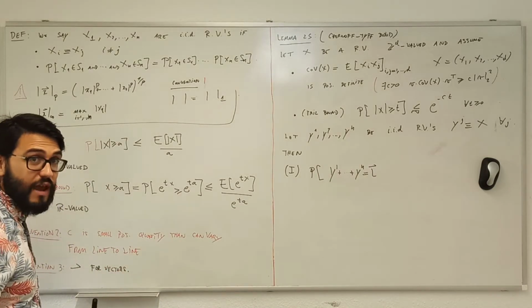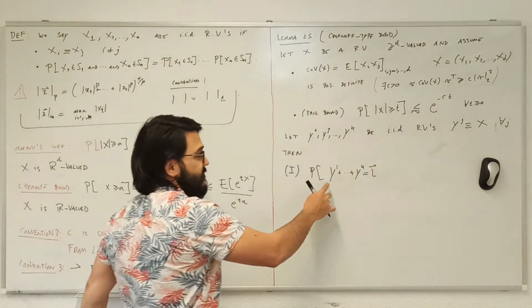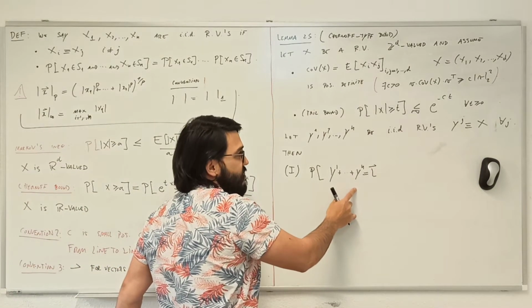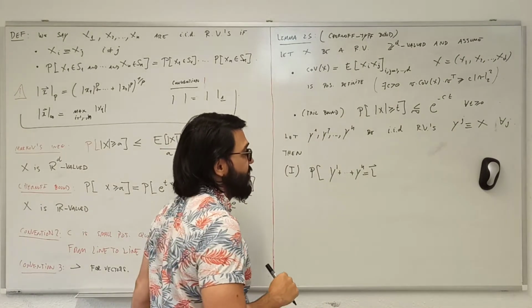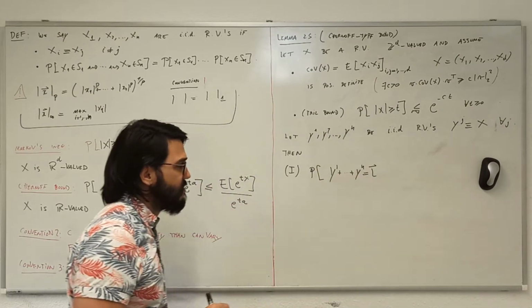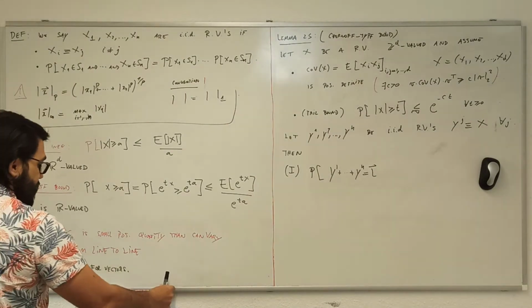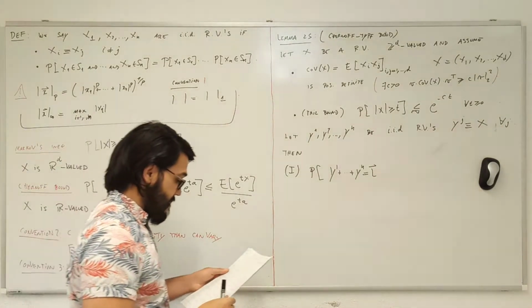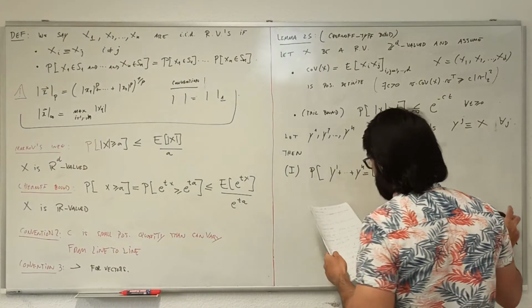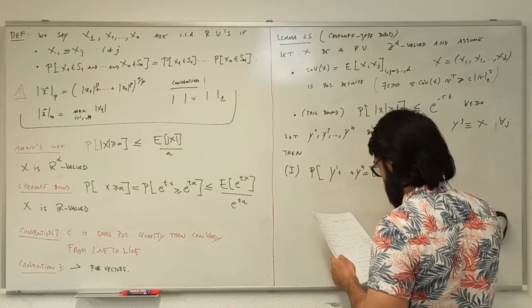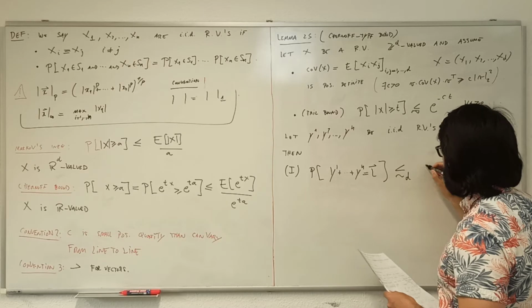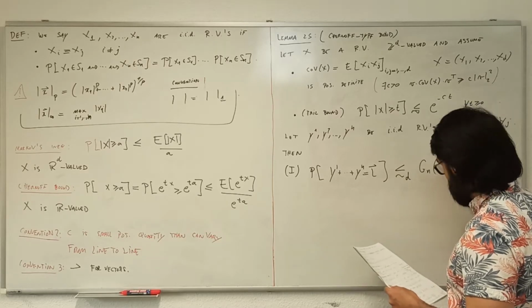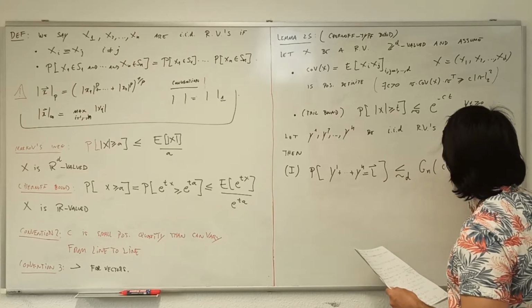Sometimes I will forget to put arrows. For instance here, these guys are vectors. I'm not putting arrows just because they are random variables, but whenever you have a vector, I should put an arrow. So this probability is bounded by a constant. It can depend on the dimension and some function, and I will say what it is in a moment.